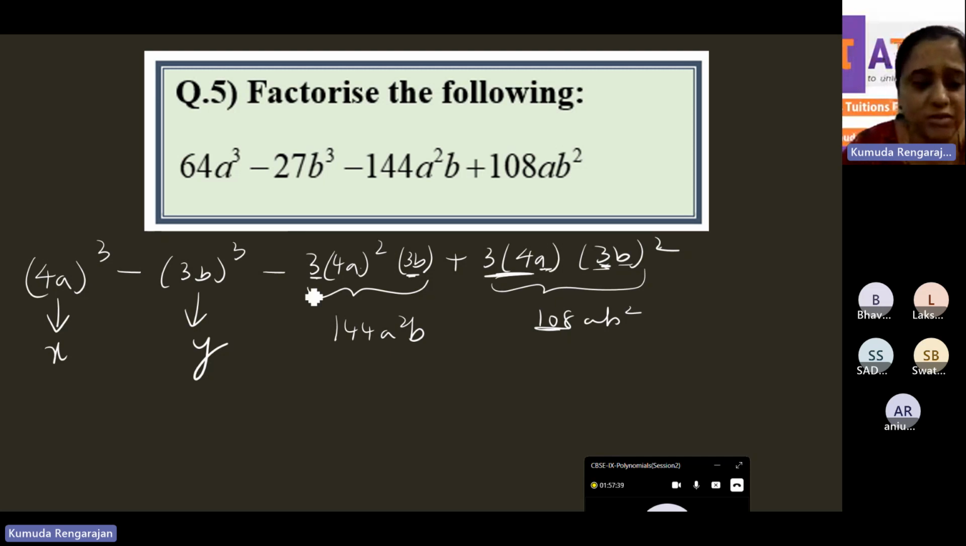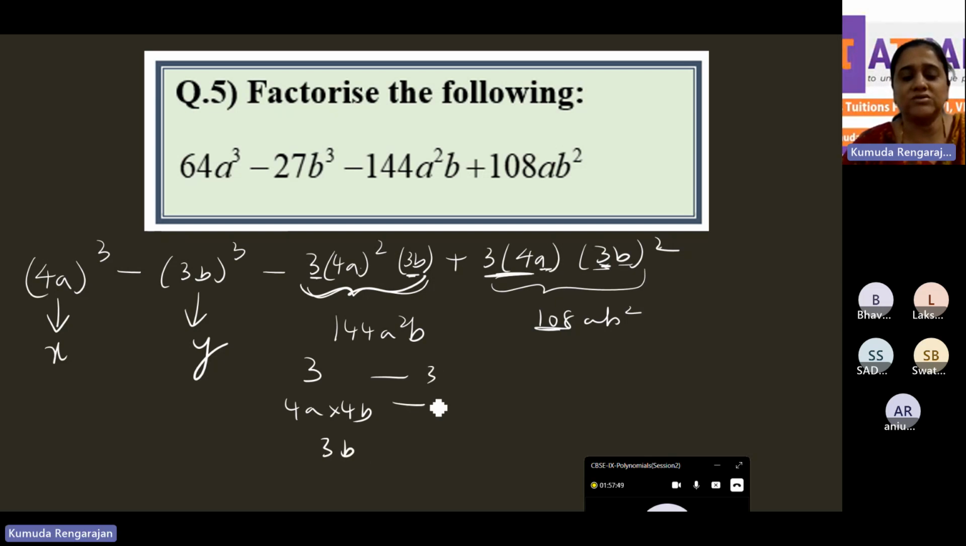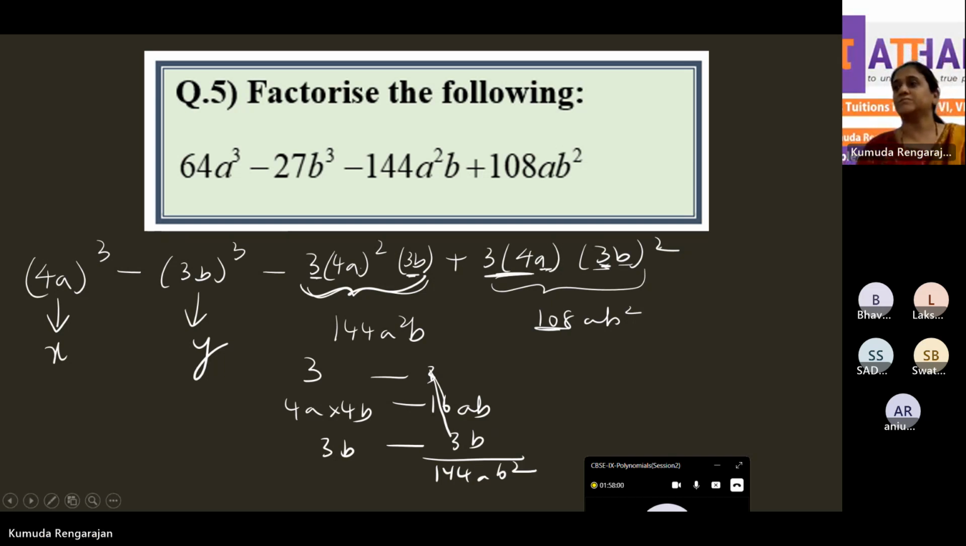You simplify this one, you will get, see here, 3 into what is 4a into 4a, and then into 3b, right? See here. So 3 into 16a square into 3b. So multiply 16 3s are 48, into 3 is 144. A square, B into B is B square.